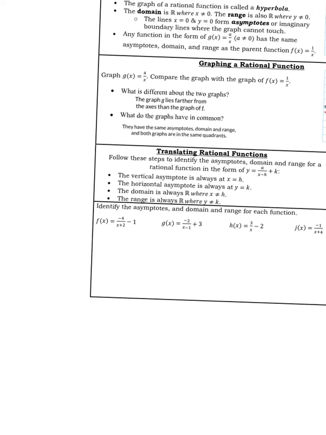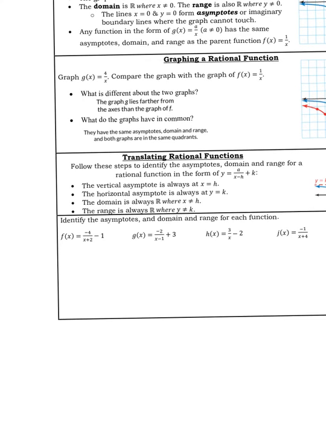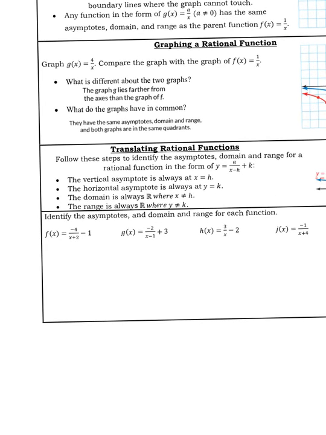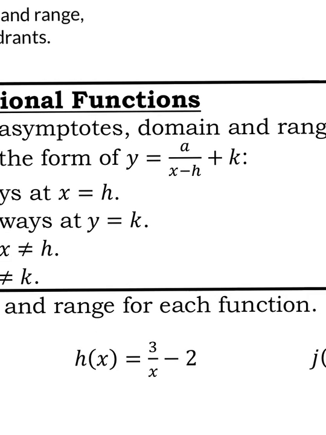All right. Next we'll talk about translating them up, down, left, or right. I want you to follow these steps to identify your asymptotes, domain, and range for a rational function. If you move it up, down, left, or right, you're going to be adding or subtracting something on the bottom or adding or subtracting something on the side. Adding or subtracting something on the side, aka the outside, moves it up or down. Those are things we've gone over in the past. And adding or subtracting things on the inside, that's part of the fraction, is moving it left or right.